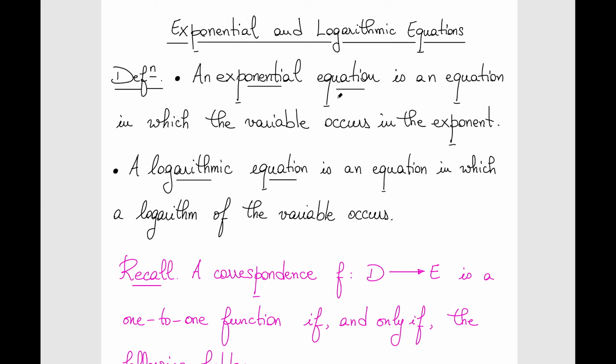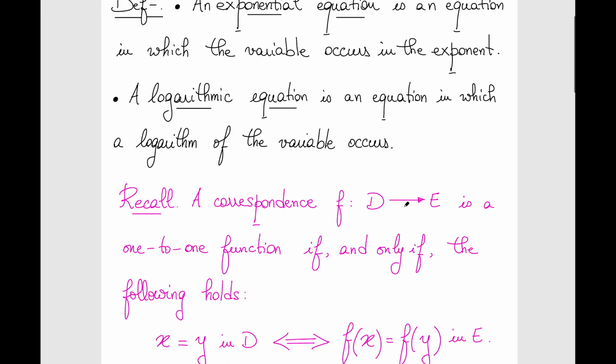An exponential equation is an equation in which the variable occurs in the exponent. And a logarithmic equation is an equation in which a logarithm of the variable occurs. So these two definitions are what you might think they are. Let's recall the following property.